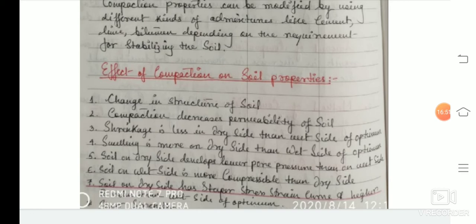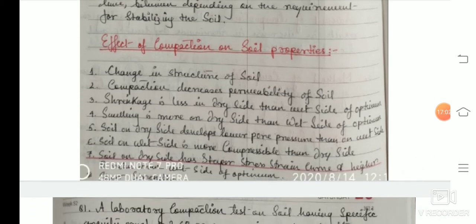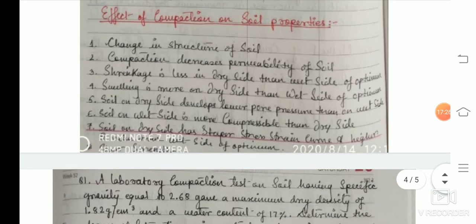So how do the soil properties change? First of all is the change in structure of the soil. Before compaction, normally a soil has a flocculated structure. After compaction, it becomes highly oriented or dispersed. So this is the first change, that a flocculated structure gets converted into an oriented or dispersed structure. Next is the permeability of the soil. As the dry density increases due to compaction, the voids of the soil go on reducing, and as the voids go on reducing, permeability also decreases.